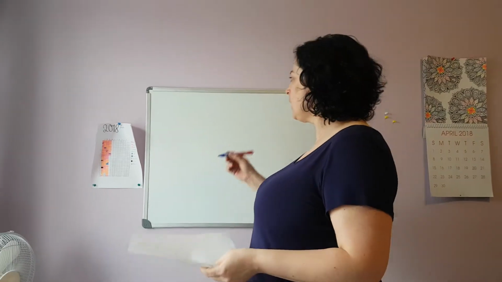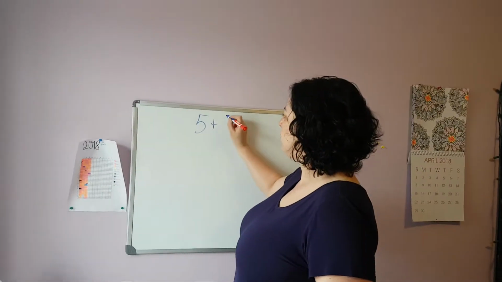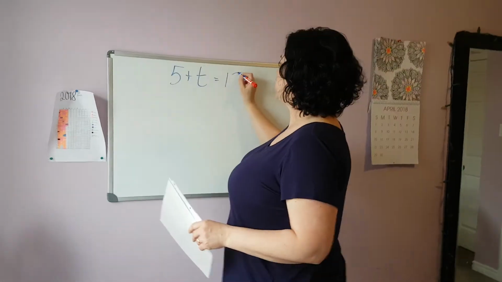We timed out on the last one. Okay, so we're going to take a look at the trickier ones. These ones you have to be really careful about where you are putting your numbers and paying really close attention to them. So let's say at this time I have 5 plus t equals 12.